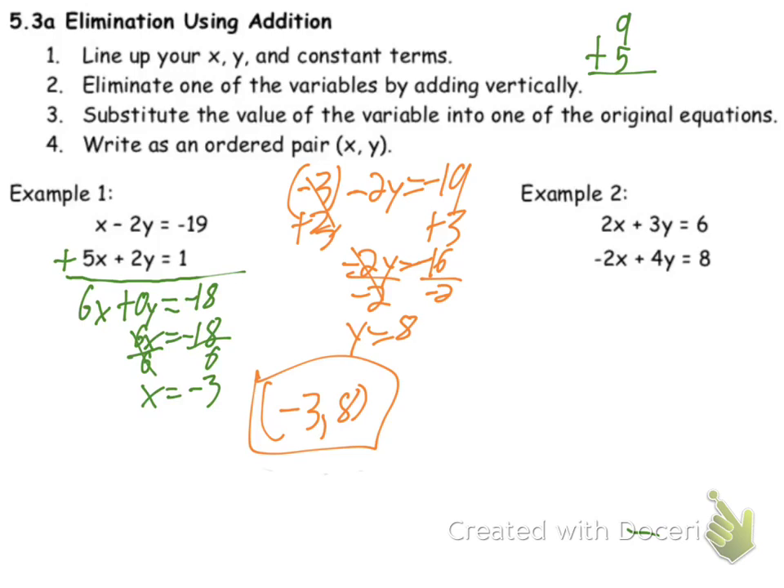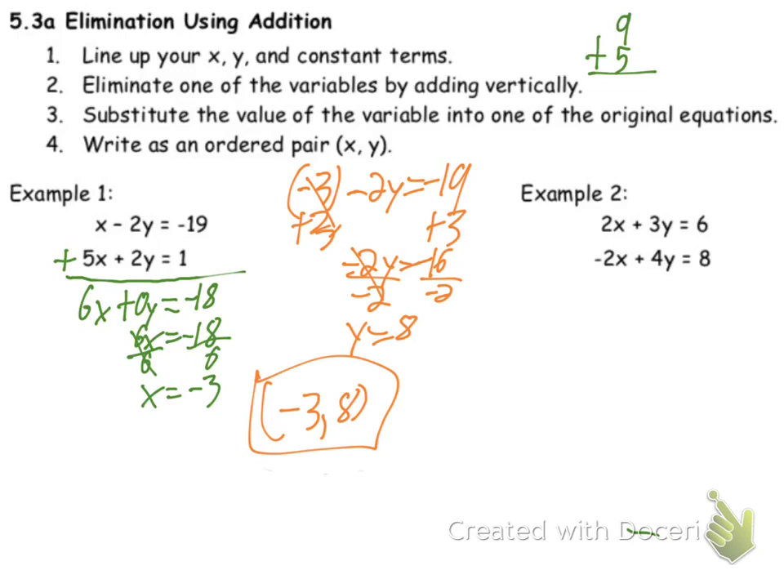If we turn our attention to example 2 here, we have 2x plus 3y equals 6 and negative 2x plus 4y equals 8. So we go through our system and we say, okay, our steps. Are these lined up? Do we have our x's, y's, equals and our constants all lined up here? Yeah, we do. They're all in order. X's come first, y's come second, equals come third, constants come fourth.